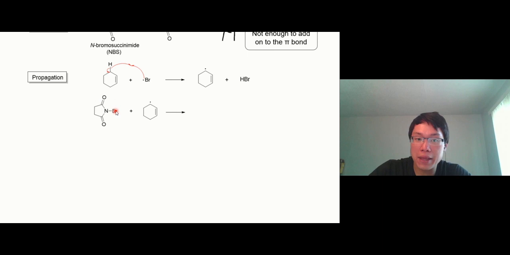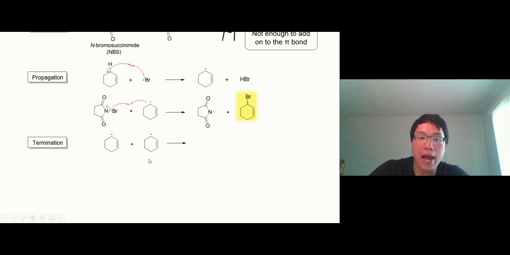If you were to add a bromine, this is going to be molecular bromine, right? But we don't have molecular bromine here. So the only source of bromine is just this, the N-bromosuccinimide. Here we go. Right, this is the chiral center, so you get two compounds there, and termination.